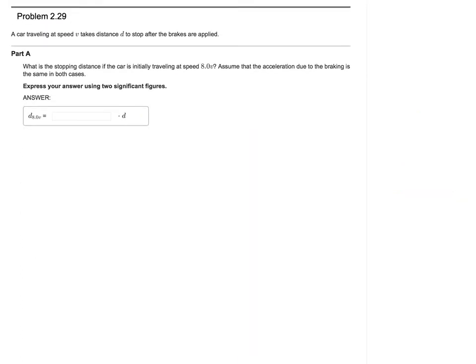Moving on to our next one, we have a car now traveling at a speed of v, and it's slowing down to a stop over a distance of d. And we want to know what would happen if the car was traveling at a speed of 8v instead. All right, how long would it take to stop?